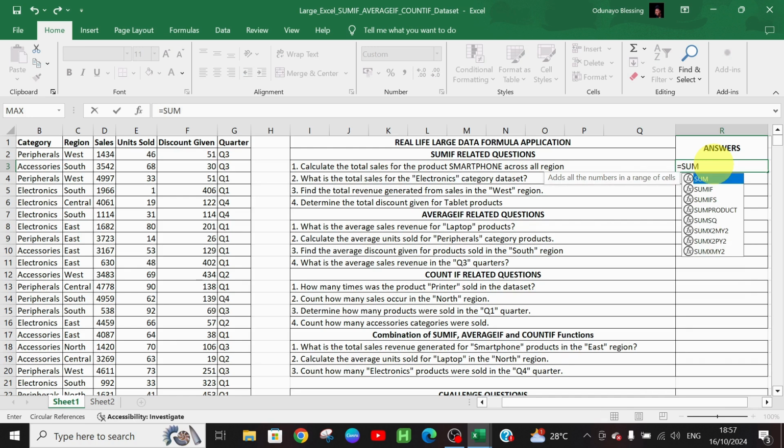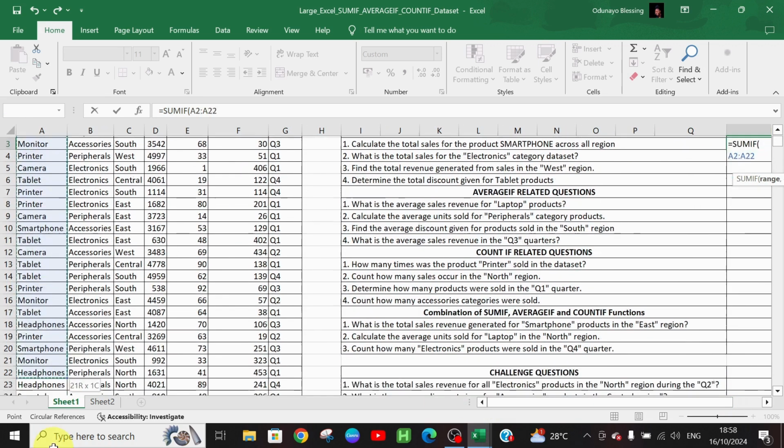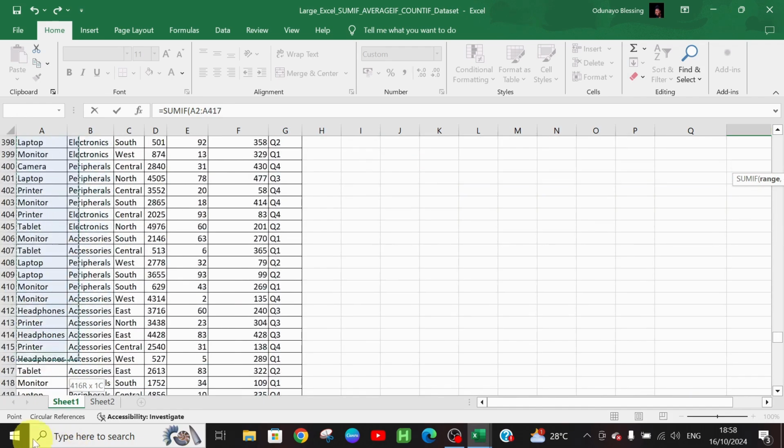Now, how will you know whether you're going to be using SUM or something else? You're going to be using SUMIF because it has been stated that the total sales is for the product smartphone, not for the products, but for the product smartphone. Since it's for the product smartphone, it means there is already a condition there. For this condition, you need to go to the smartphone. You need to highlight all of these. Highlight it down.